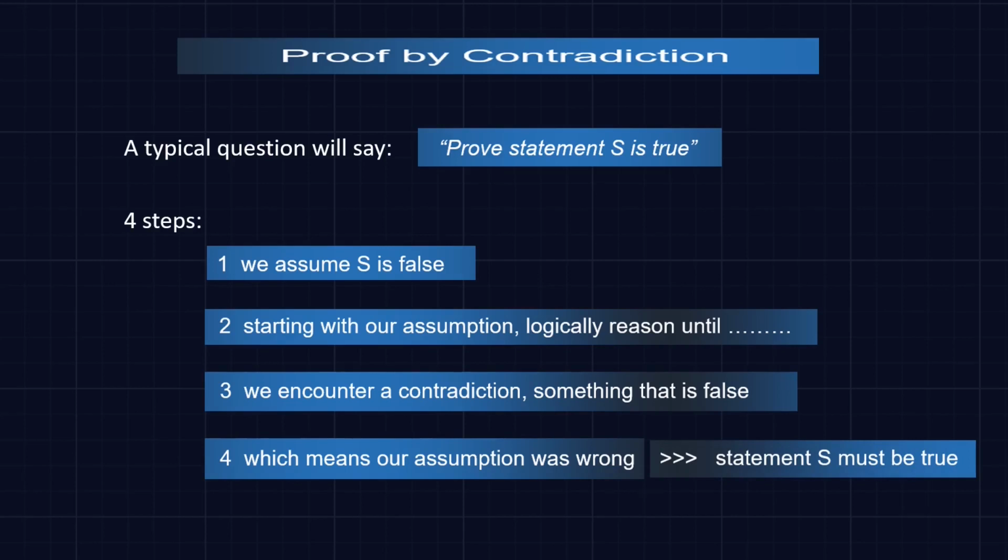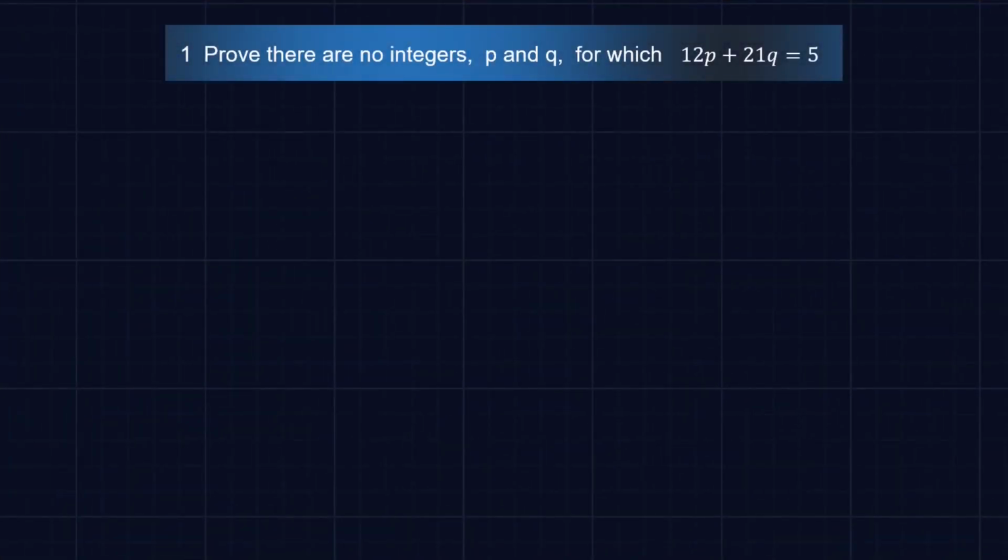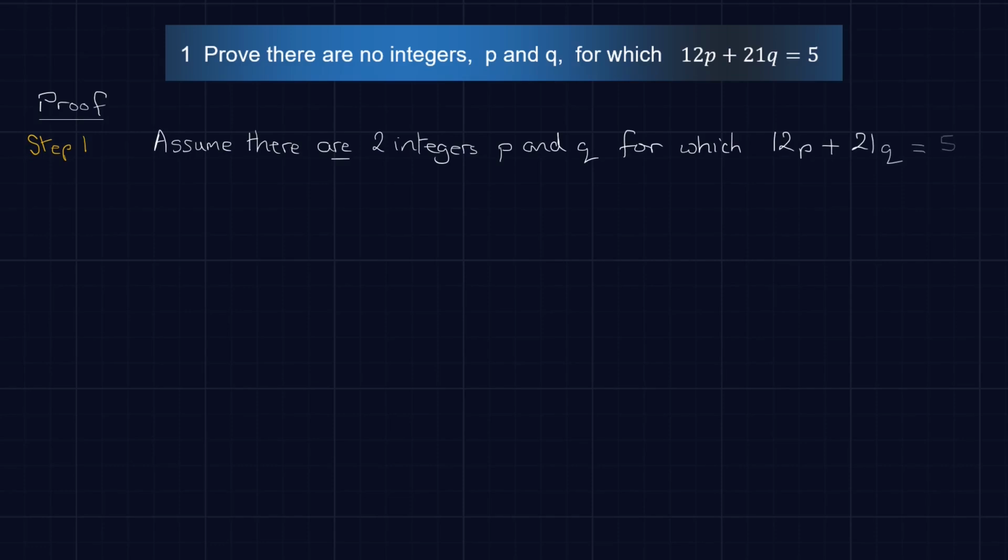I'll take 3 examples to show you how it works in practice. Here's our first. Prove there are no integers p and q for which 12p plus 21q equals 5. Step 1, we assume the opposite is true. We assume there are 2 integers p and q for which 12p plus 21q equals 5.